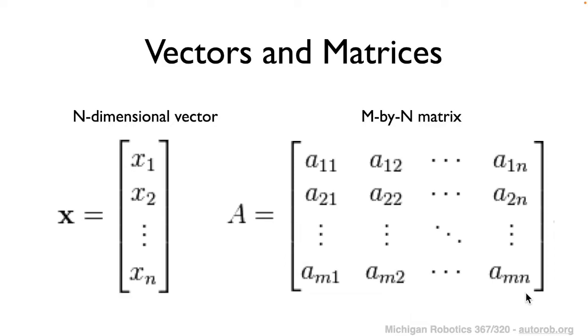And similarly, we define matrices using this bracket notation, where the individual elements within the matrix are expressed in row and column form. So in this case, an m by n matrix will have m rows and n columns, and that's expressed in this rectangular matrix in this fashion.